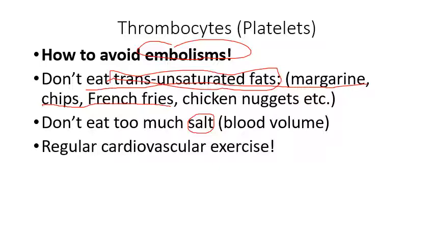But if the blood pressure is too high, the blood pressure may just sweep the thrombus away, and then the body has to build a new one. But the one that the blood pressure swept away is going to travel around and cause ischemia to some other part of the body. Another way to avoid embolisms is to do regular cardiovascular exercise, because that makes your blood vessels more flexible. And the more flexible they are, the better they are to respond to high blood pressure.